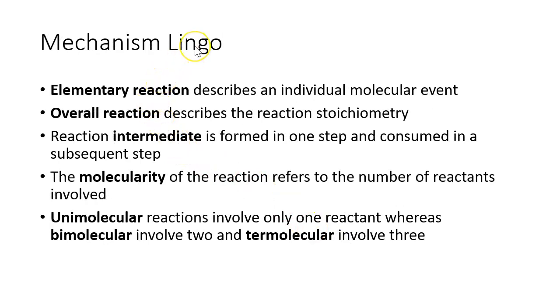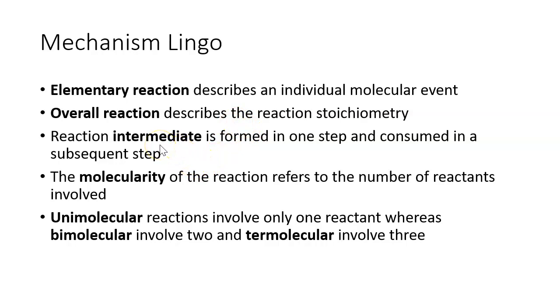So let's just go over some vocabulary. We have the term elementary reaction, which describes an individual molecular event. You can think of it as a single step in the overall reaction mechanism. The overall reaction is reflected in the balanced chemical equation. It's the reaction stoichiometry. So what you've been looking at so far in Chem 201 and any other chem classes you've had is an overall reaction.